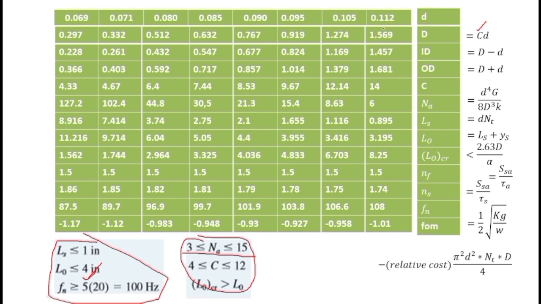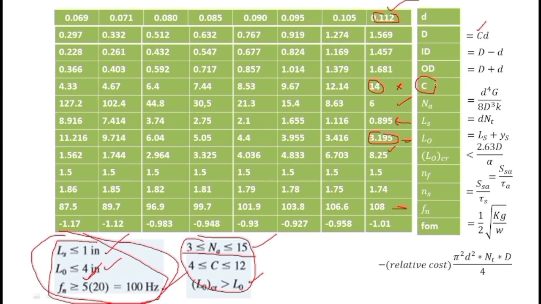So for that, first of all, if you check this first case, here your Ls is less than 1, so for the first case this is okay, and L0 is also less than 4, so this is also okay, and natural frequency is 108, which is greater than this. So for the first case, these equations are satisfied. Now if you look over to these equations, the A value should be between 3 and 15, so it is okay, and the C value should be between 4 and 12, it is 14, it is not met, but still it can be used. L critical, you can see, is greater than the spring length, that is 3.195, so this is also met.